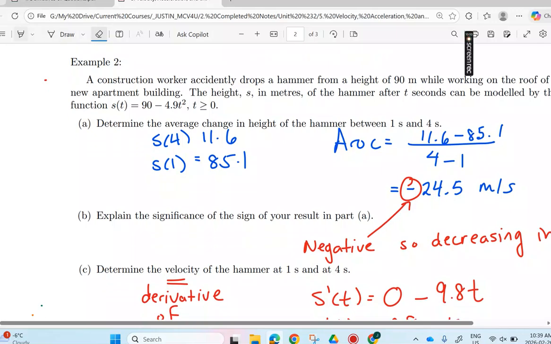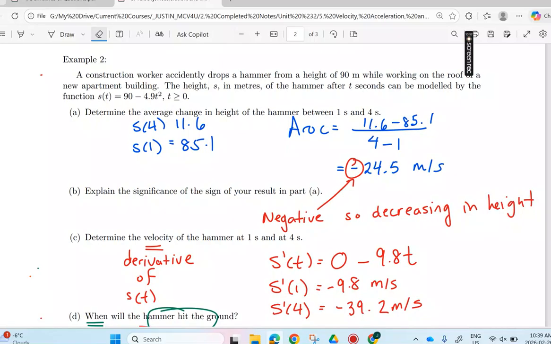So in terms of the word problems and applying the first and second derivative, it's pretty simple. It's understanding that connection graphically. So we've got a construction worker who accidentally drops a hammer from a height of 90 meters while working on the roof of a new apartment building. The height in meters of the hammer after t seconds can be modeled by this equation.